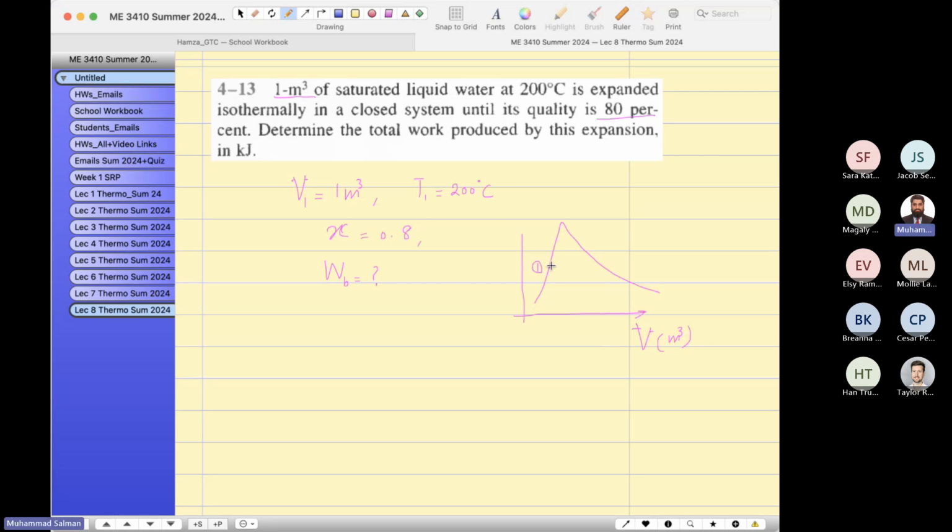State 1 is saturated liquid. I will say this point. It's not even touching the dry vapor line. It is just somewhere at 0.8. So it is just 80% over here. This is a second state point. Okay, this is V2. This is V1.